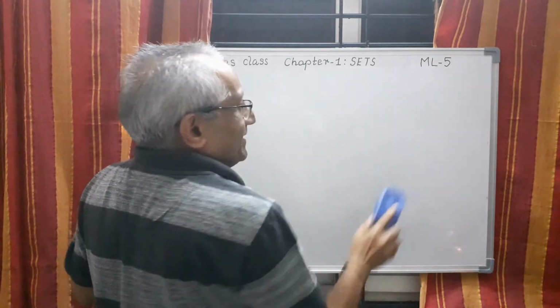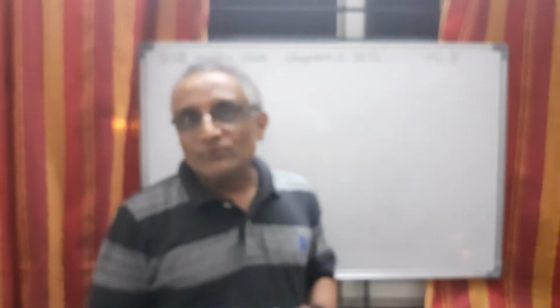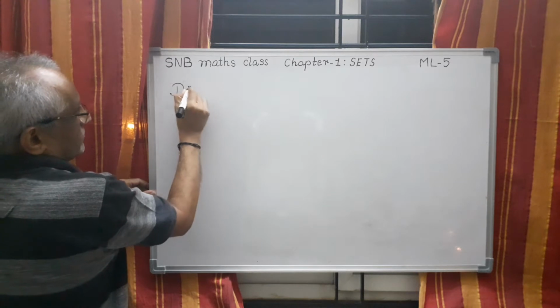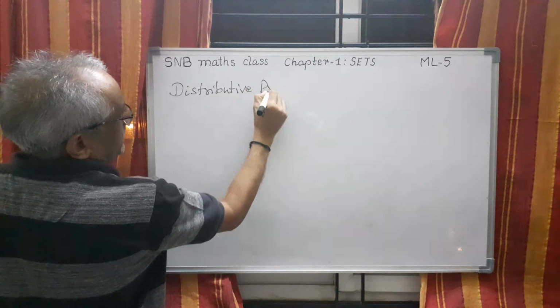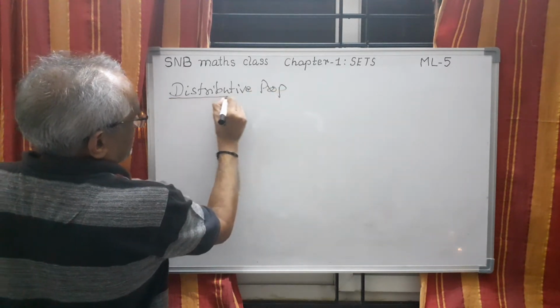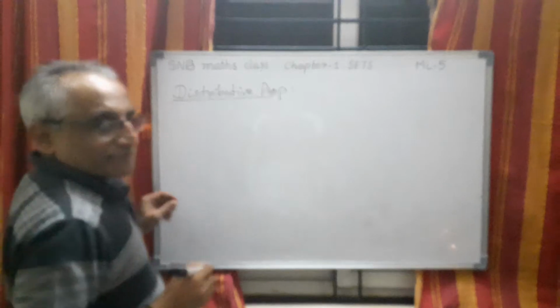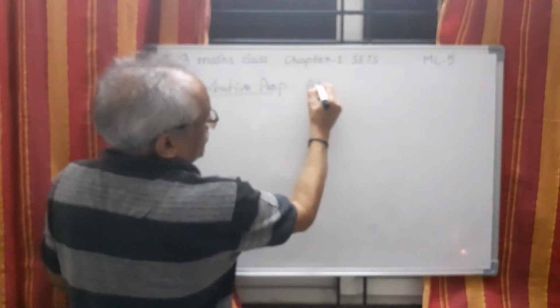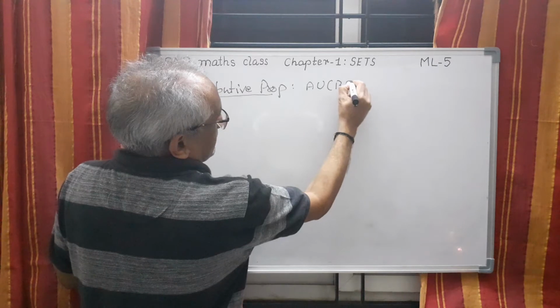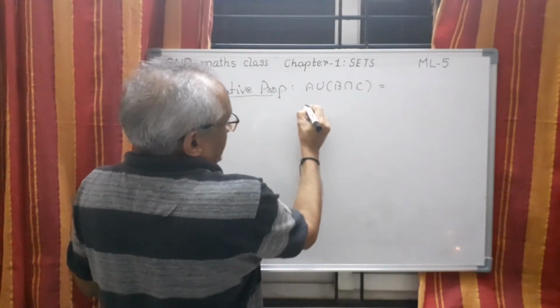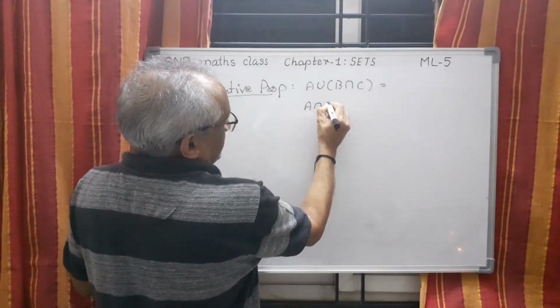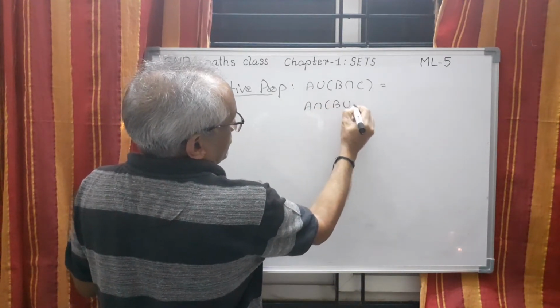Now let us combine the operations union and intersection together. There are two properties. This property is called the distributive property. So the first one is A union, then B intersection C. This is one property. And the second one is the same thing, A intersection, then B union C.